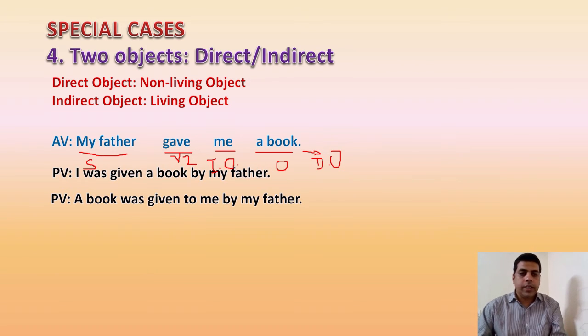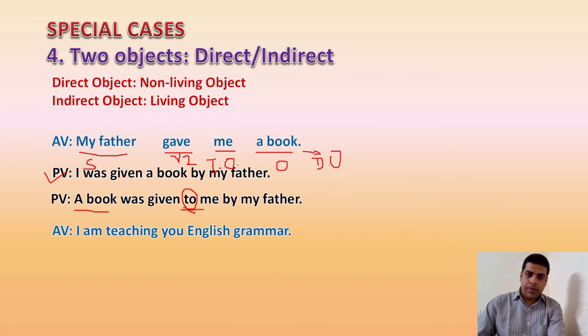Let's look at those two sentences. "I was given a book by my father" seems quite normal, but when you use the direct object, that is the non-living thing, you have to be very careful to use the preposition "to". This is very crucial. If you miss that, again it will be wrong. So the choice is yours. Normally some grammarians are of the opinion that with the indirect object, that is the living being, we are supposed to go with converting the active voice to passive voice.